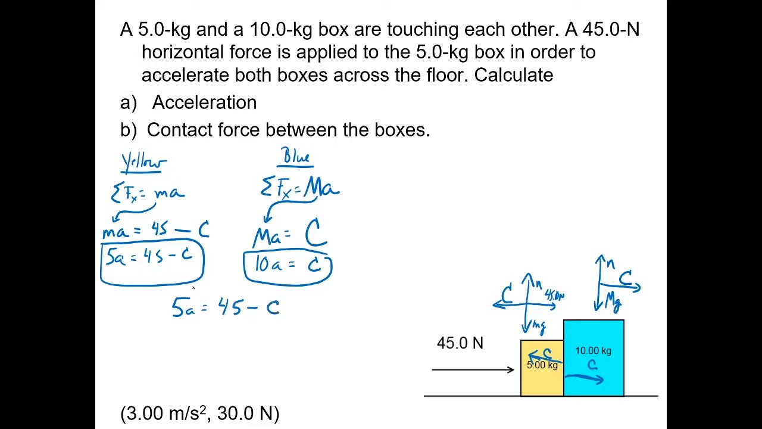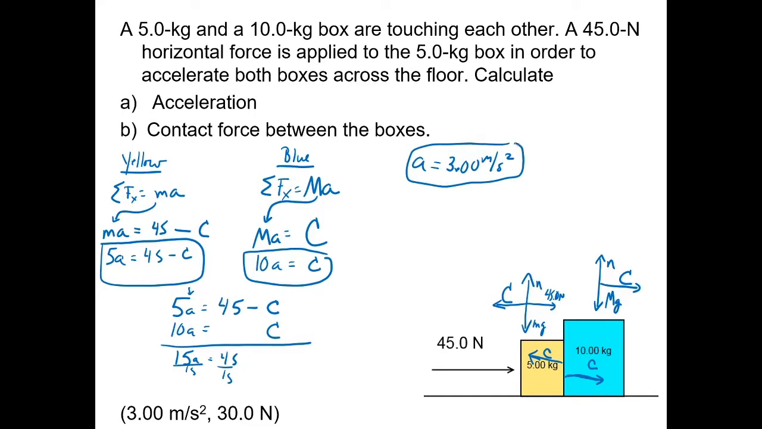I'm just going to rewrite this one down here and rewrite the other one down below it. You might say, why are you leaving that big space? Because I want the C's to line up. So I get 15A is 45. Divide both sides by 15. I'll go over here. A is 3 meters per second squared. That's a pretty good acceleration. We're really accelerating and speeding up those boxes.